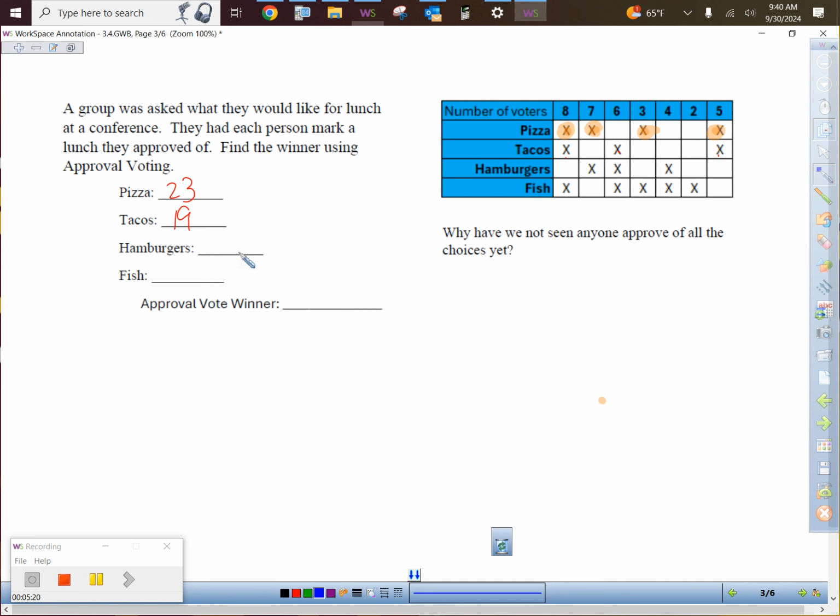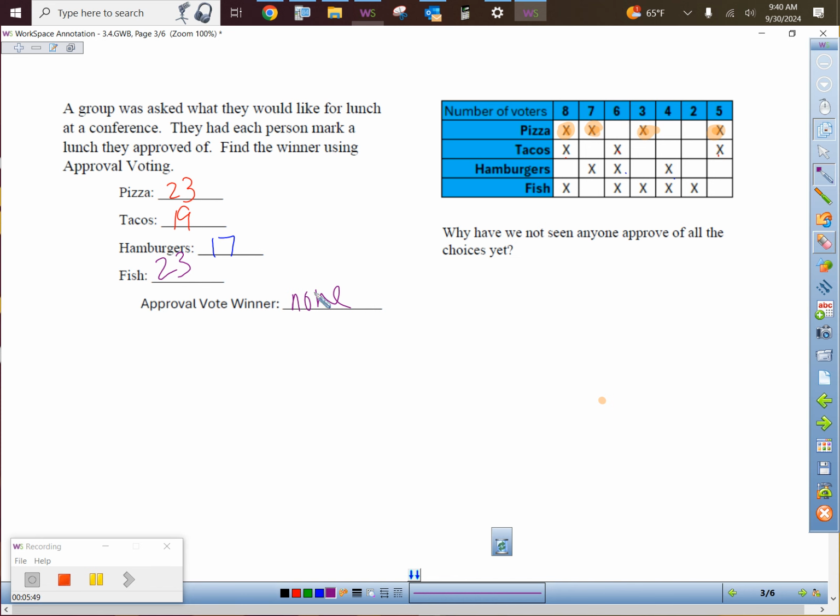We got hamburgers in the third row. 17. Like it. And then how about fish? 23. Uh-oh! Who won? Tie, right? So what do they do? They have to choose a different voting system in that case. So approval vote winner, we're going to say none. It is a tie. Let's just say tie.